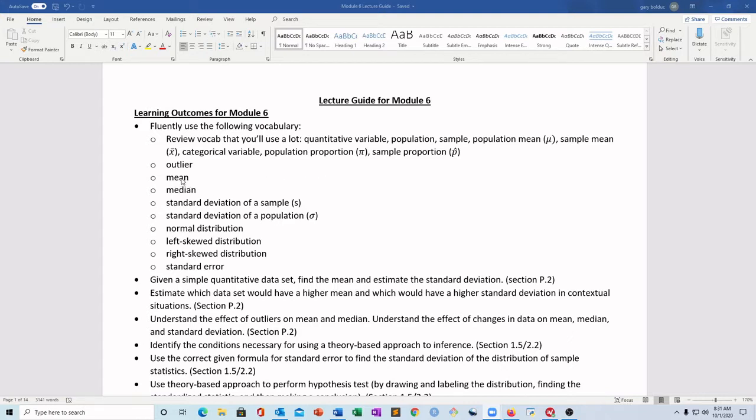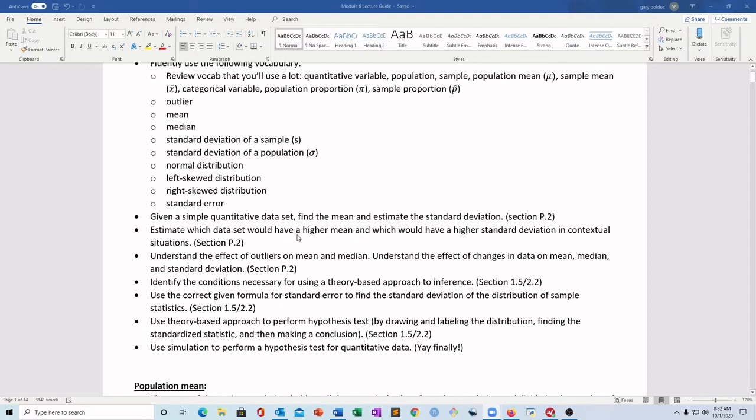So, for example, we've talked about the mean. I want you to be reviewing lots of this notation, but we're going to introduce the median, the idea of an outlier, standard deviations of specific things, so not just standard deviation, but the standard deviation of a sample and a population. We'll talk a little bit more about these distributions and the shapes that they can take. We're pretty used to a normal distribution, but we'll talk about two other variations of that. And then finally, we're going to put a term on something we've already seen, and that's the standard error.